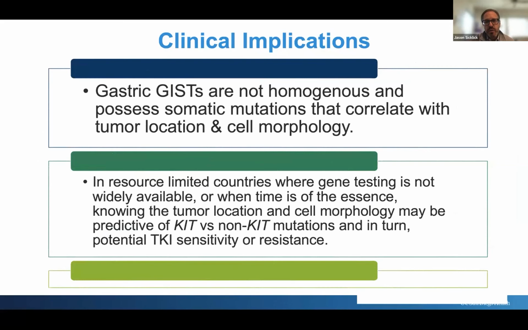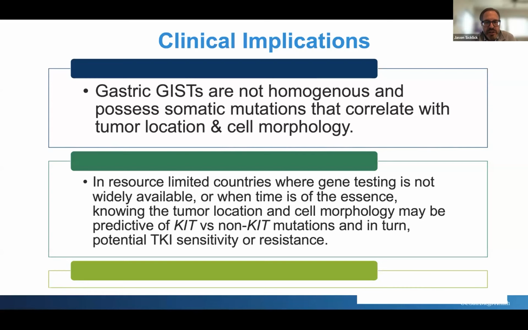And so what are the clinical implications of all this? The clinical implications are that GIST are not a homogeneous disease, that they can possess different mutations, somatic, meaning mutations that occur within the tumor itself, that can correlate with tumor location as well as cell morphology. And so, in an ideal world, we would get next generation sequencing on all patients.